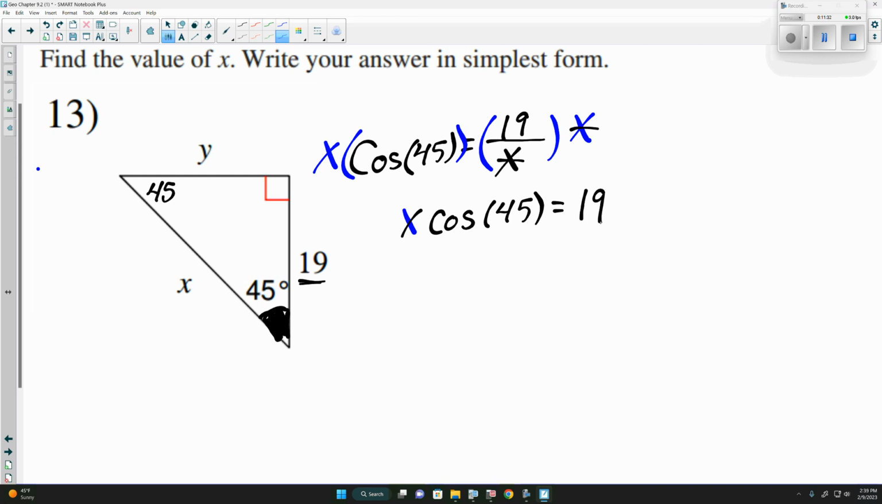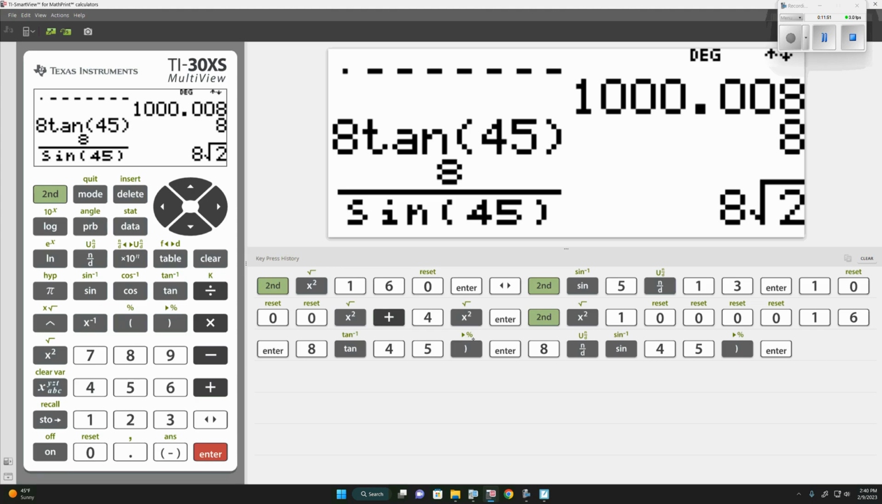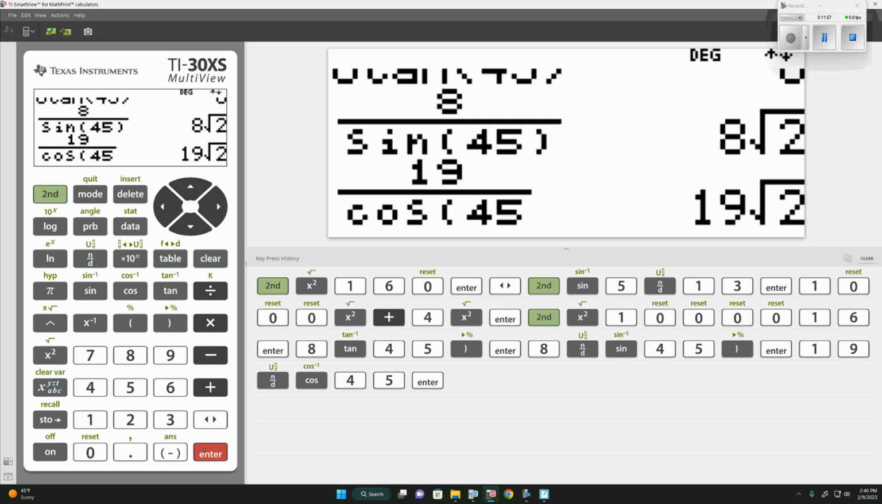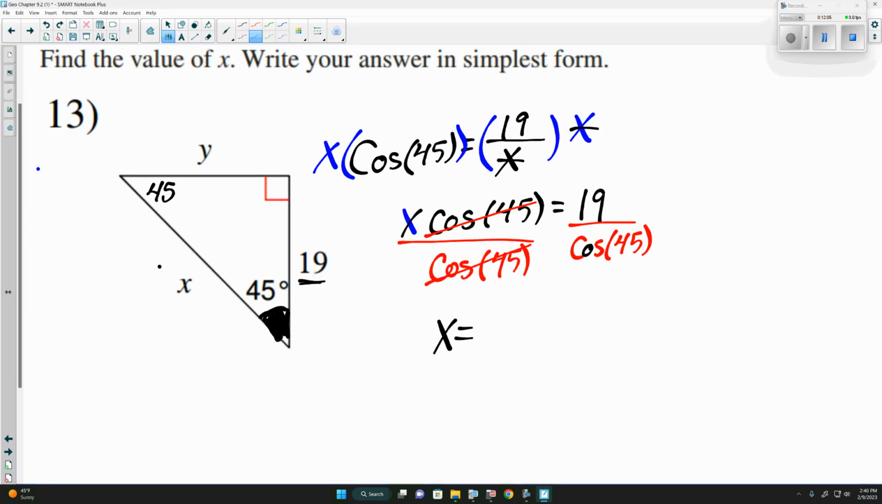Is the variable by itself? No. So we need to divide both sides by cosine of 45. And we do this here, these will cancel out. In the calculator, we can do 19 over cosine of 45, which is 19 square root of 2. We found x.